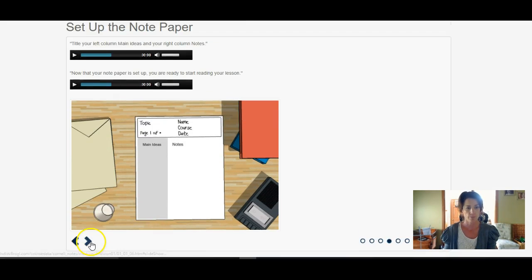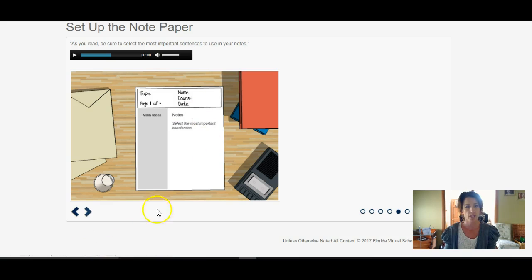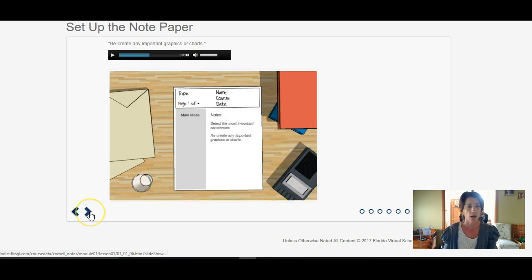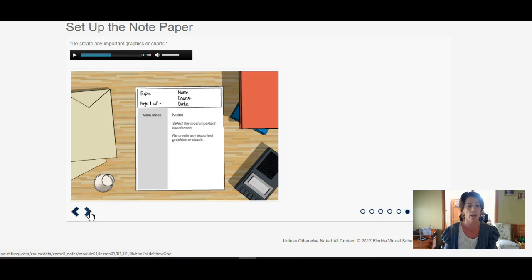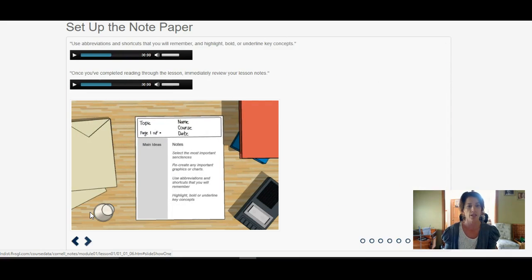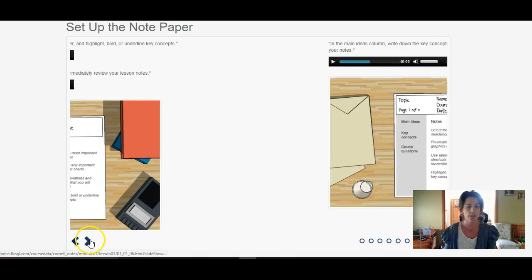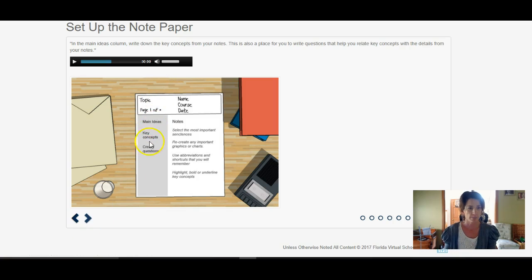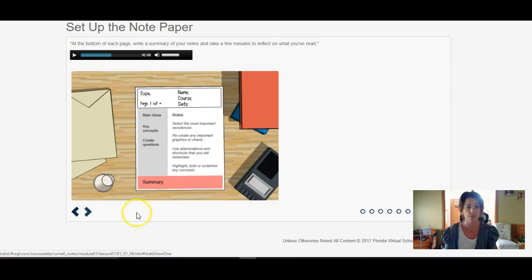I'm going to finish going through here. Select the most important sentences or examples, any graphs, charts, anything like that, abbreviations, shortcuts. If you're going to highlight or bold anything. And again, main ideas, key concepts, or questions that you might have. So those are the things over in the left-hand column.